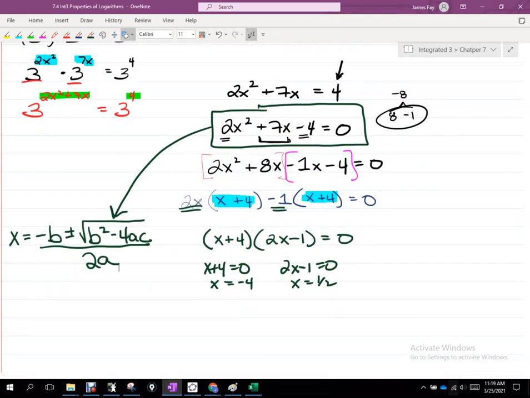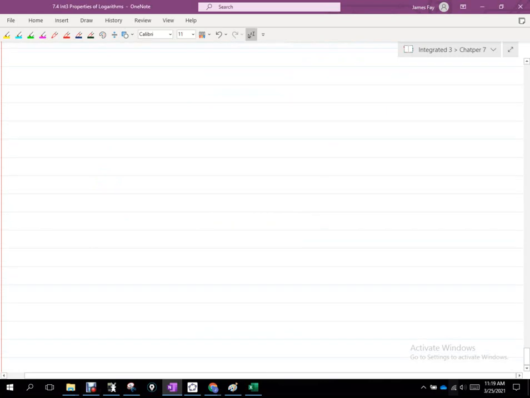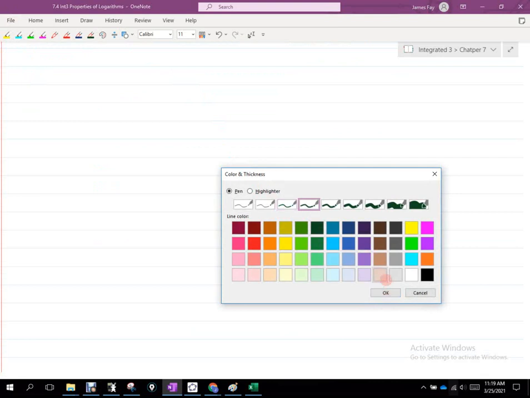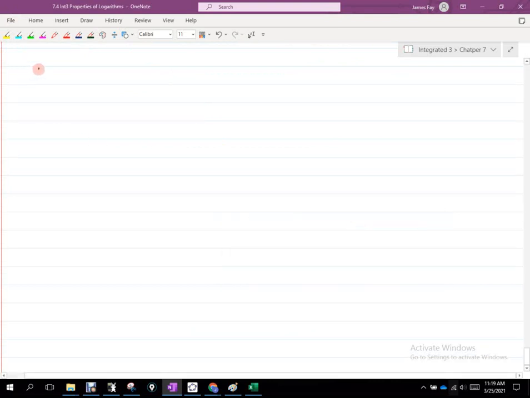Let's do one more. Let's say, we'll do a little bit easier, but we have to use a property. So let's say we've got 4 to the 3x equals 1 over 64.